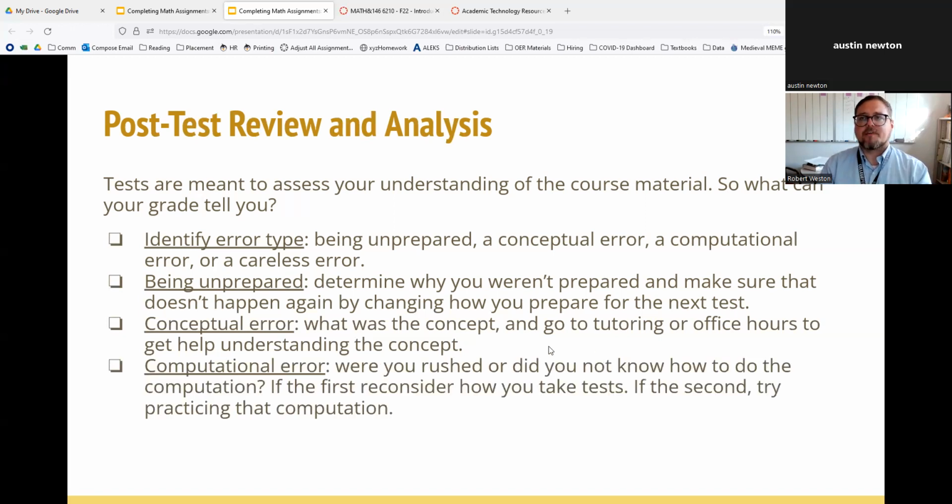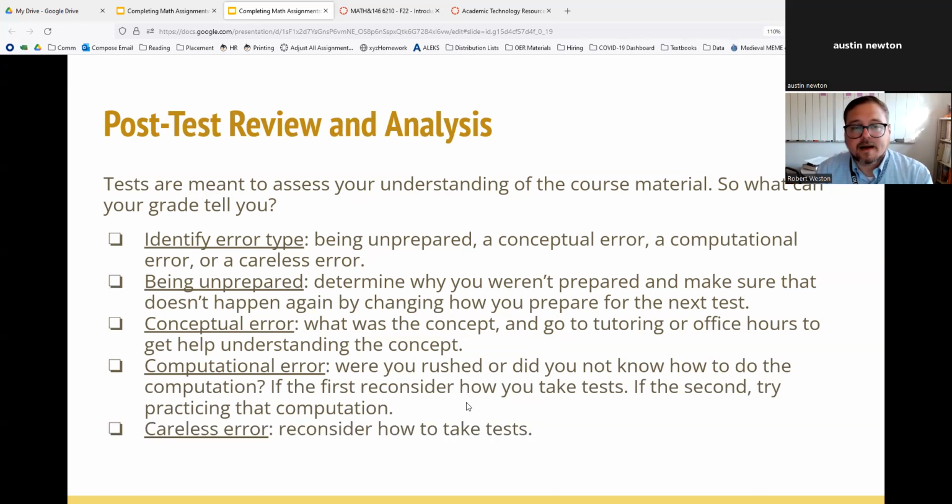Computational errors are where I flipped some negative signs, or I didn't square in the right order. For me, it's really a matter of whether you rushed through this and weren't thinking carefully, or you just didn't know how to do it, right? If it was a distance formula and you didn't know to square the internal differences, or if you were just rushed, then you should rethink how you take those tests in the future. If you just didn't know how to do it, similar to the conceptual error, go to your faculty member, go to tutoring, and try to figure out what it actually is.